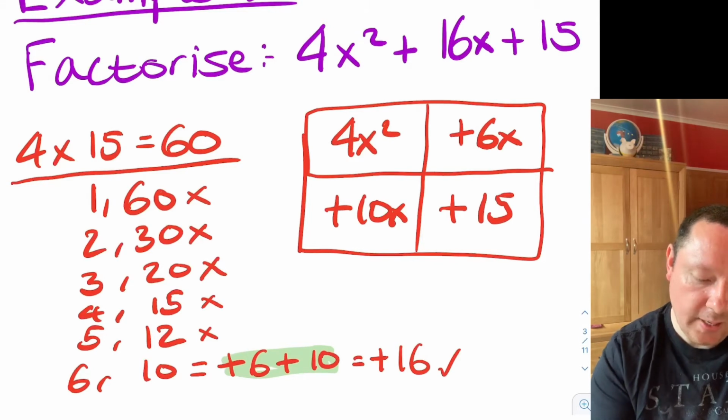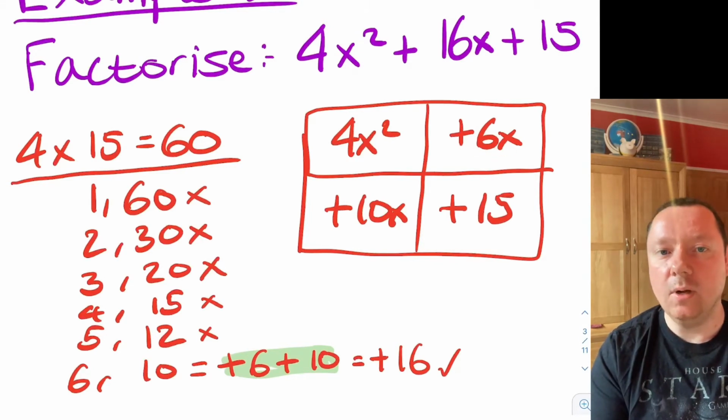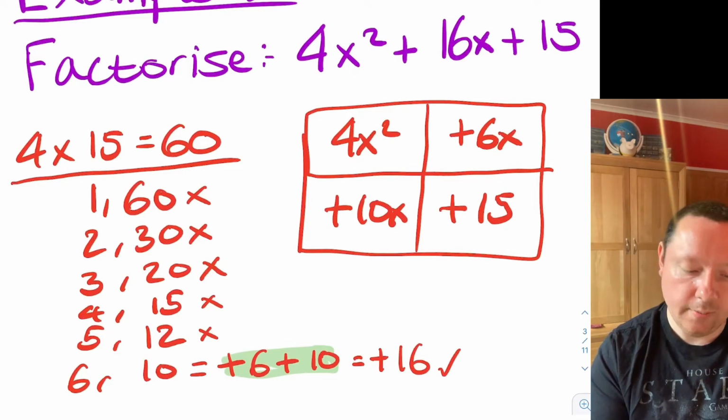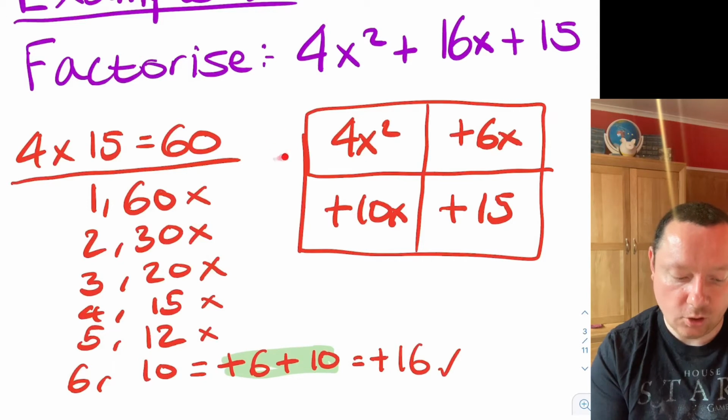You might at this stage be asking, does it matter what order I write the 6x and 10x? Doesn't actually matter. You'll end up with the same answer, okay? As long as you find the biggest number that goes into the top line for this first number, which is what we're going to do now.